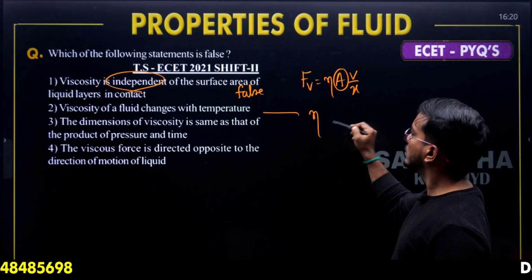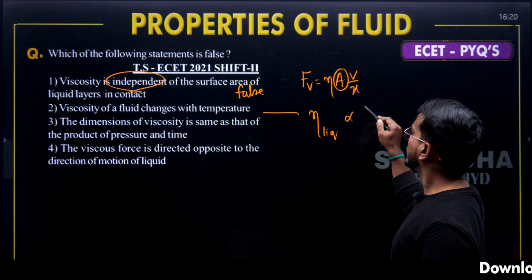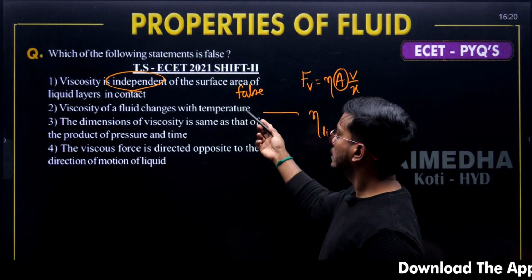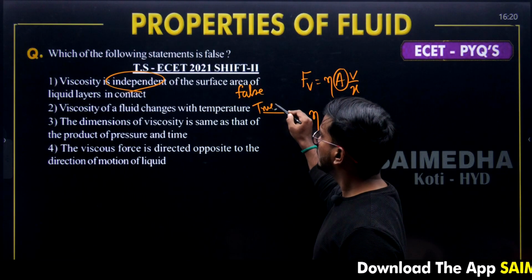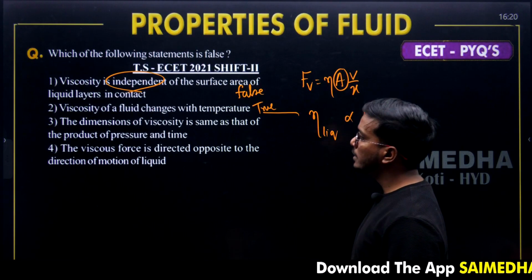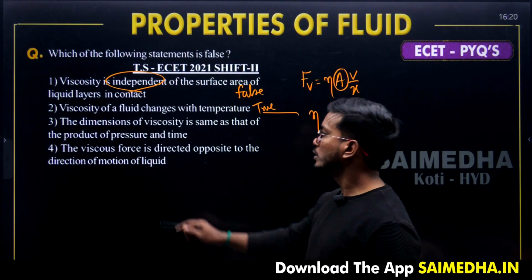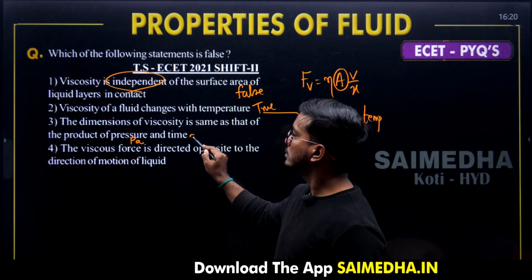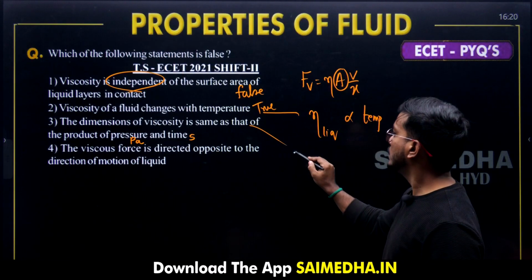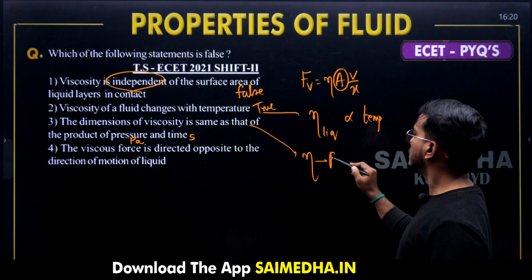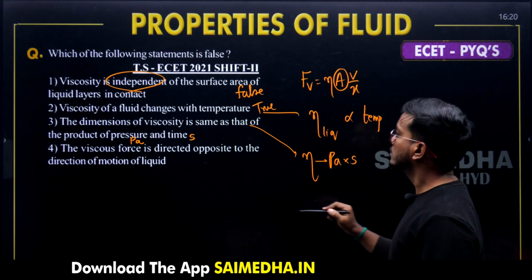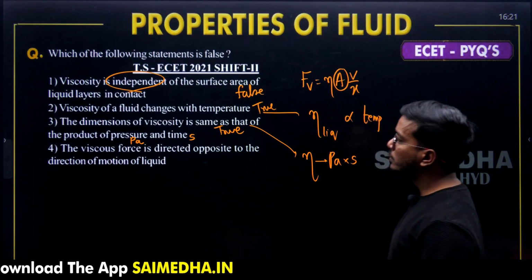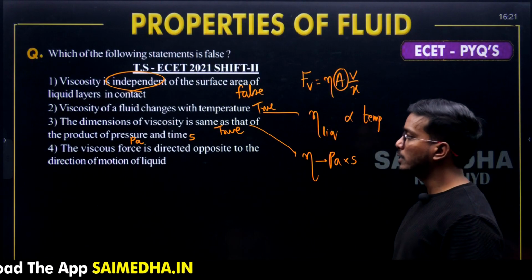Viscosity of fluid changes with temperature. Yes, we know that viscosity for the liquids is directly proportional to temperature change. Yes or no? So this is the correct statement. This one is true. The dimensions of viscosity is the same as the product of pressure and time. Unit of pressure is Pascal, unit of time is second. What is the unit for viscosity? Viscosity unit is Pascal second. So yes, this statement is also true.